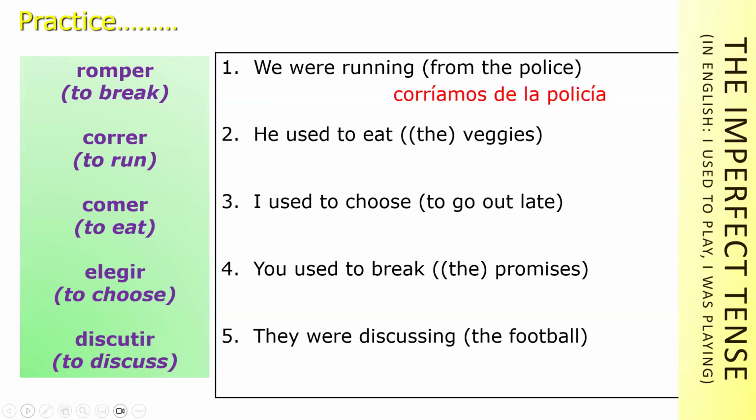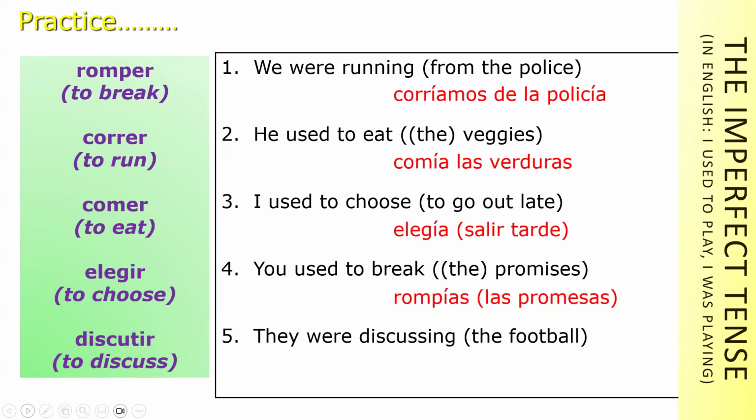So we have corríamos de la policía. Comía las verduras. Elegía salir tarde. Rompías las promesas. If you went for the you plural here, rompíais las promesas. And finally, discutían el fútbol. I hope you did well with that task.